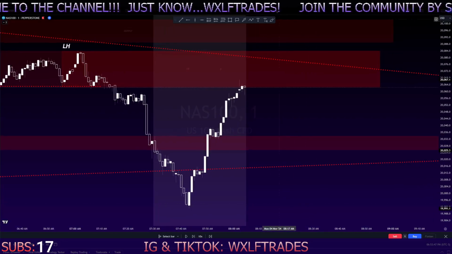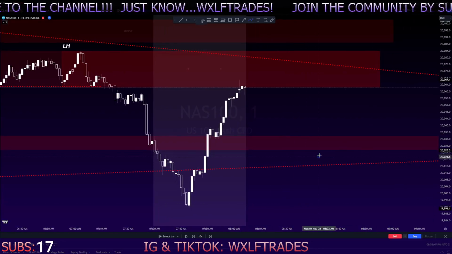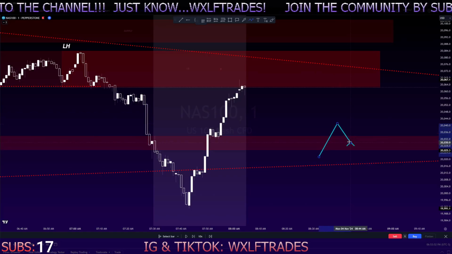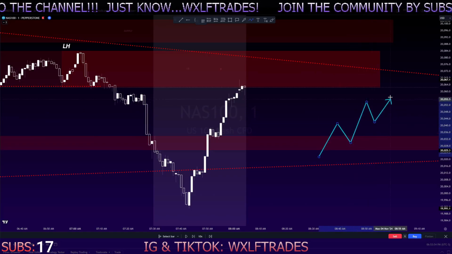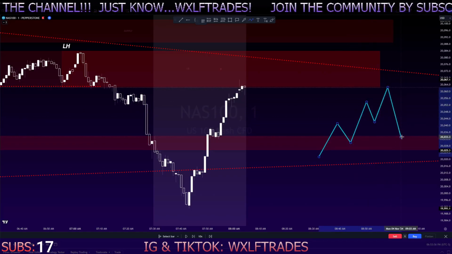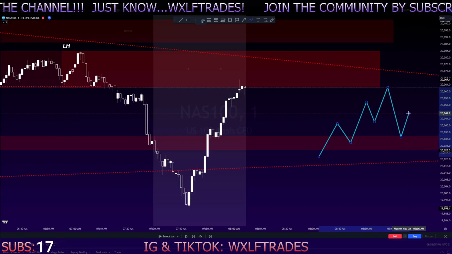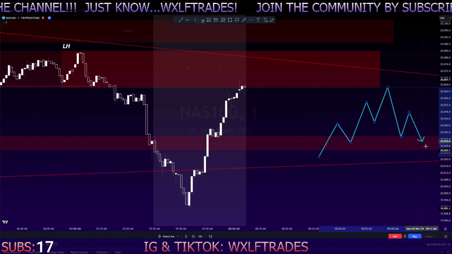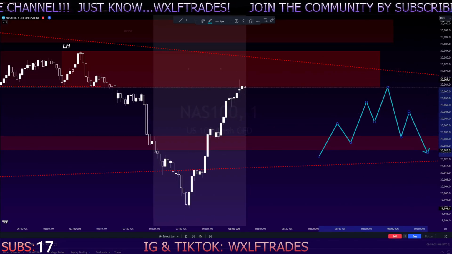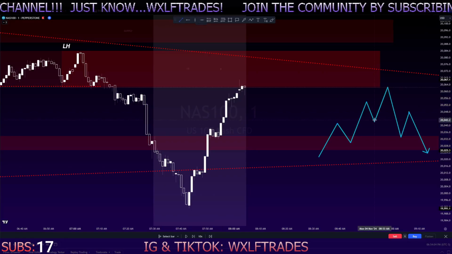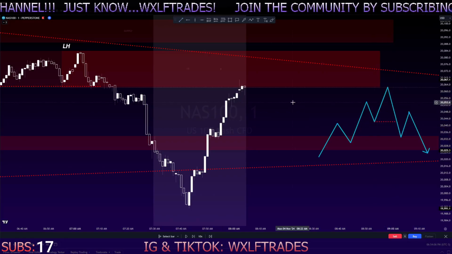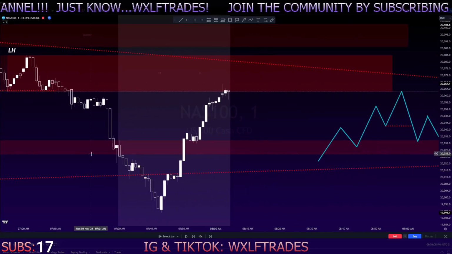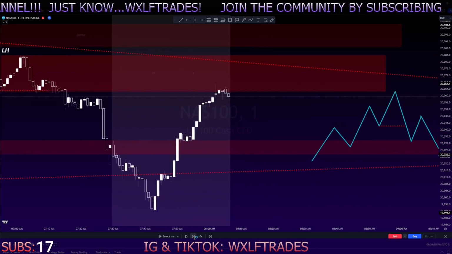So reversal pattern for me, or at least what I'm looking for, is a higher high, higher low, higher high, higher low, and then a lower high, and then a lower high, and then a lower low. I want to see some type of break of structure around this area right here. So on a 1-minute, this is what I'm looking for, right?